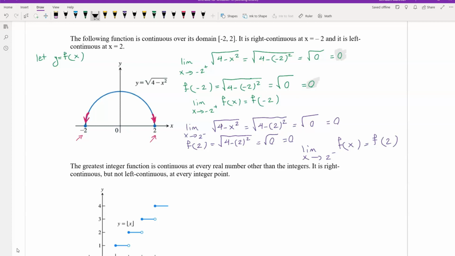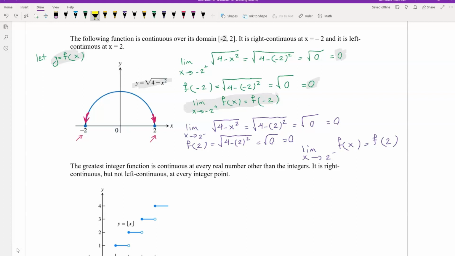So that means the limit of what we have here. What I used, here we have y equal to the square root of 4 minus x squared. So I used y is f of x. So let y equal f of x. This means I have the limit of f of x as x approaches -2 from the right, that is equal to f of -2. So it's equal to our function value.